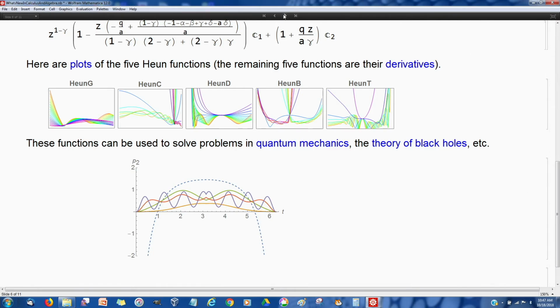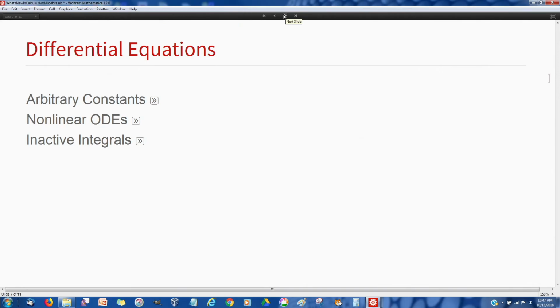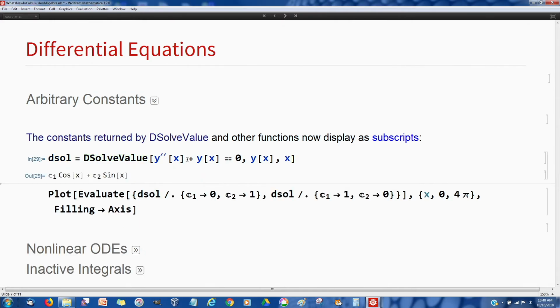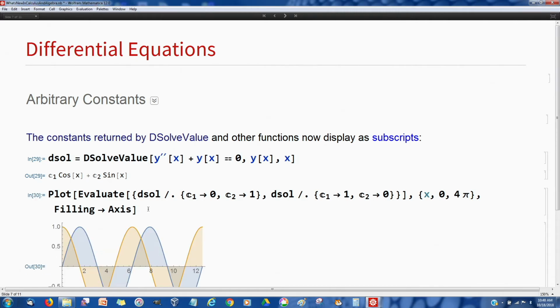Okay, so let's go a little lower now to differential equations. DSolve now gives back very nice constants, which Itai did. And the nice thing is you can still plot them just like before. Nothing has changed, but you get nicely formatted subscripts. That makes my own work very simple, because when I look at a solution, it looks nice now. The C1 and C2 look just right.